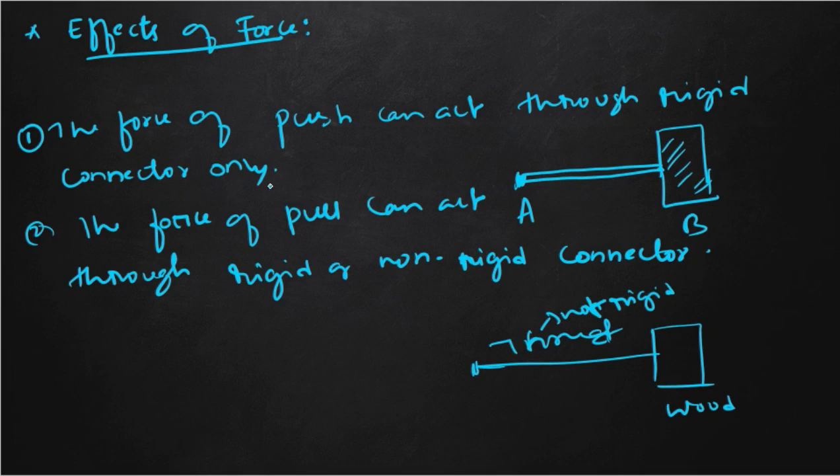The force of push can act through a rigid connector only. So as the force of push, we are pushing. To push, this force can be transferred through a rigid connector only, and this connector is a thread. This is not rigid, so this cannot be done. But if this connector is a rigid connector, then only we can push it. But if we want to pull it, it may be a rigid one or a non-rigid one also.